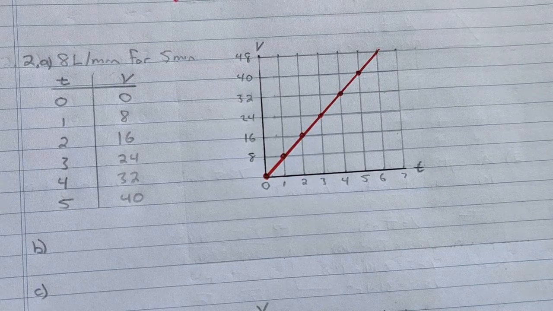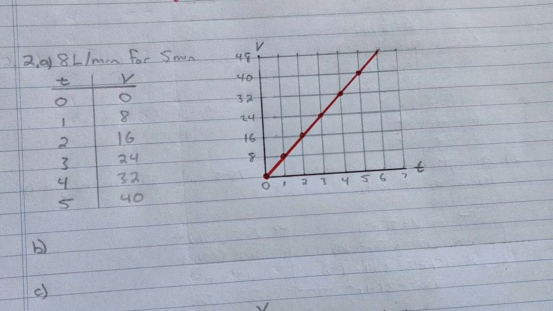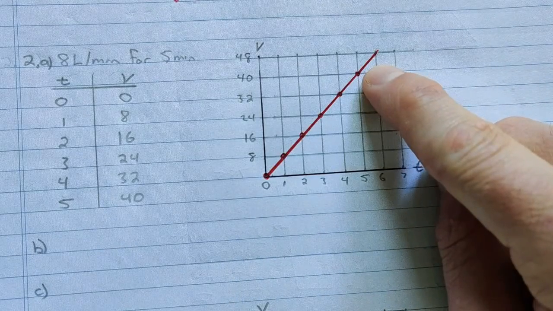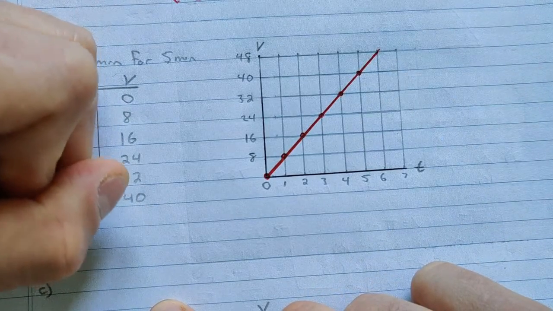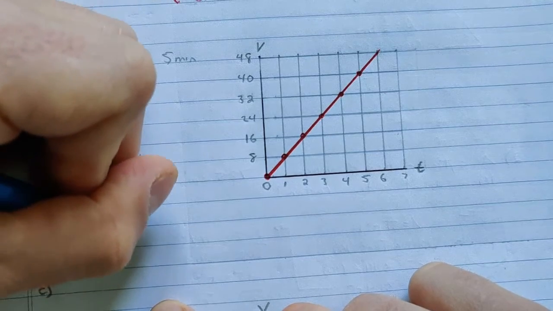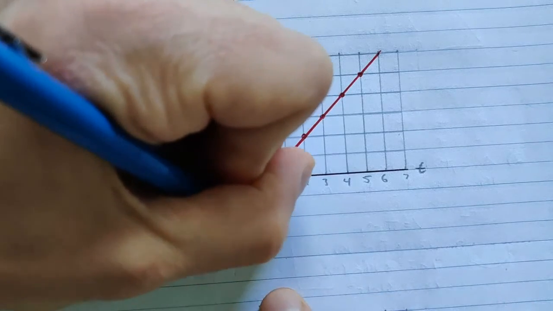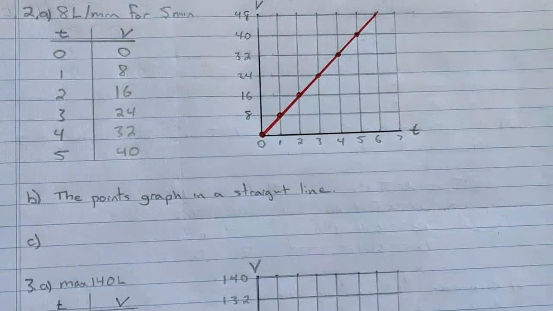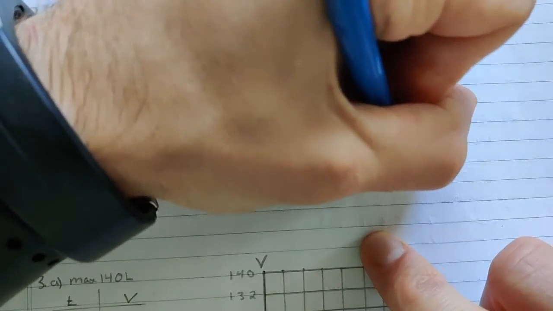So now the next portion of this question had asked, is the relationship linear or nonlinear? And explain how you know. Well, it's a linear relation because all our points graph as a straight line. So the points graph in a straight line would be a good explanation there as to why it's a linear relation. So it is linear.